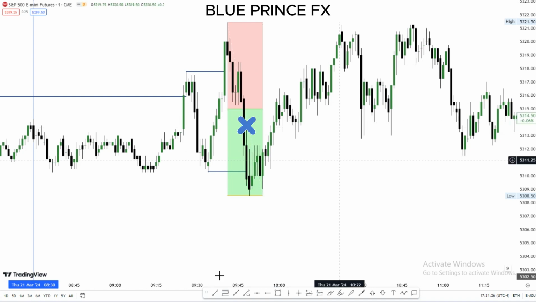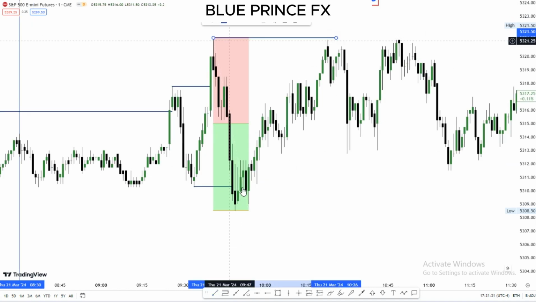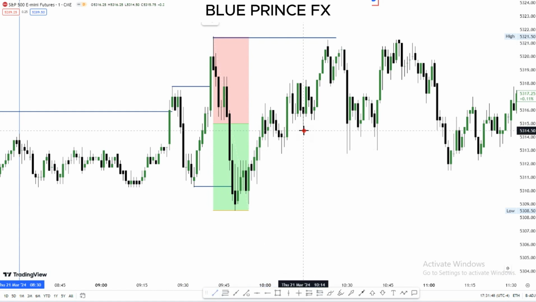So now we have the market making this high here, and we expect the market to come and take this high. The market cannot go down and attack the 15 minutes sell side liquidity without taking this high. We have the market making this high, and we have the market again making this low by breaking structure to the downside. This is a fake out, guys. This is a fake out.